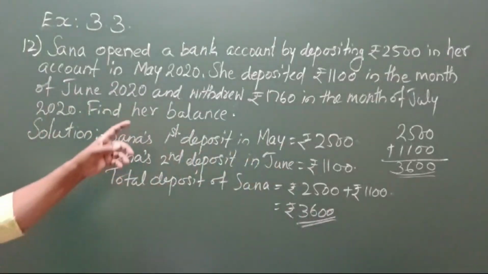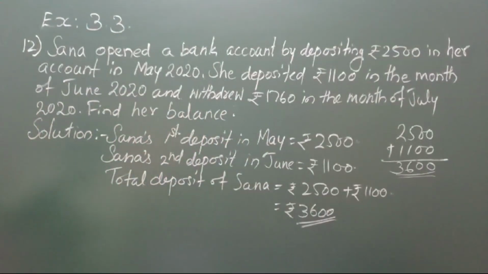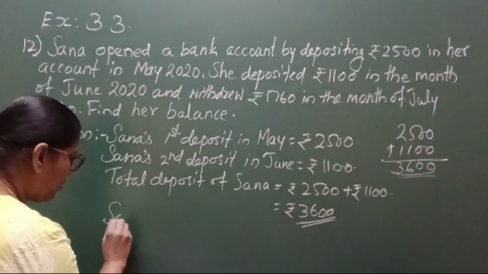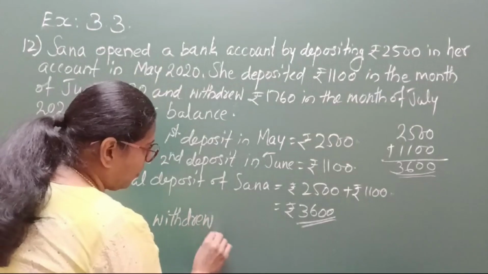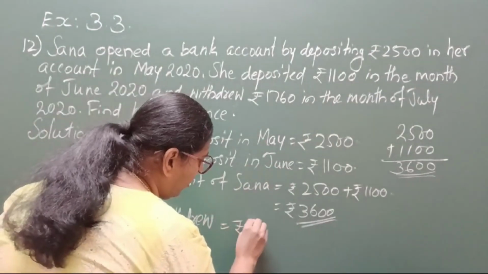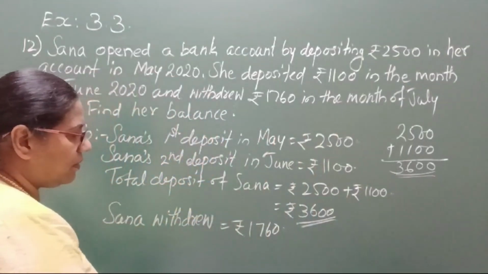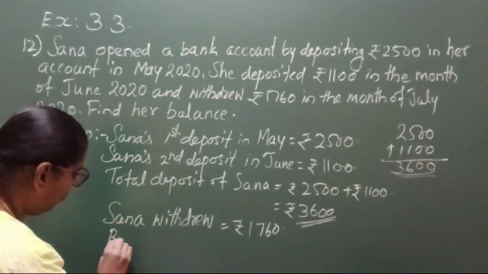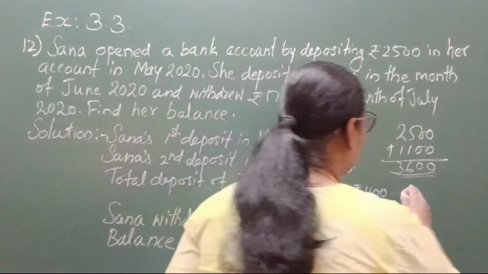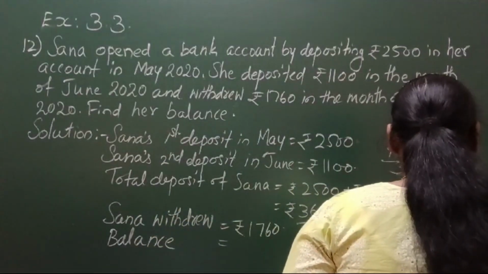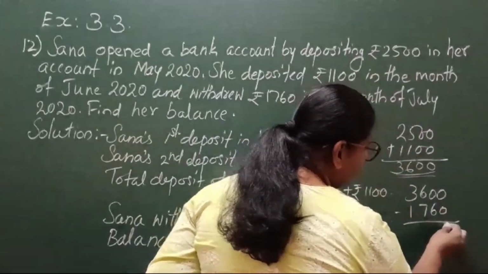Now what the question says is she withdrew 1,760 rupees. So Sana withdrew how much? 1,760 rupees. What we have to do? We have to find the balance. Balance is equal to this 3,600 minus 1,760. 0 minus 0 is equal to 0.